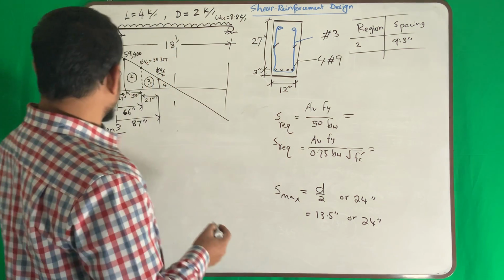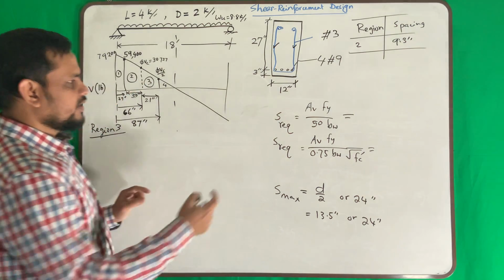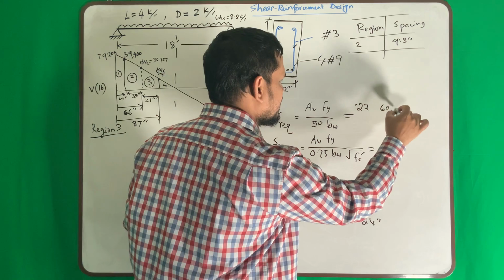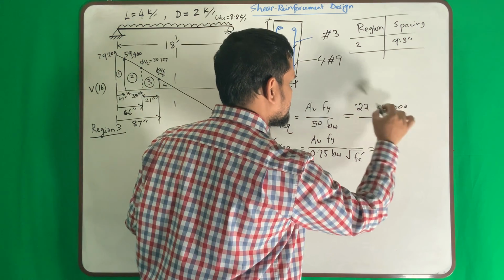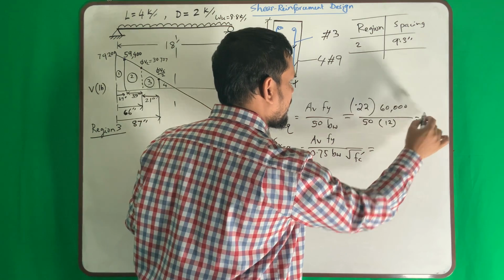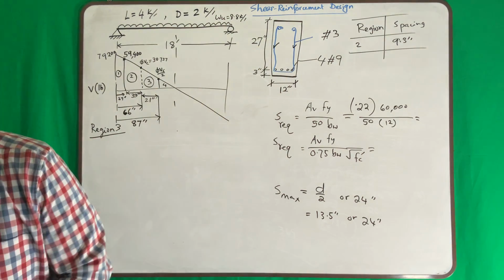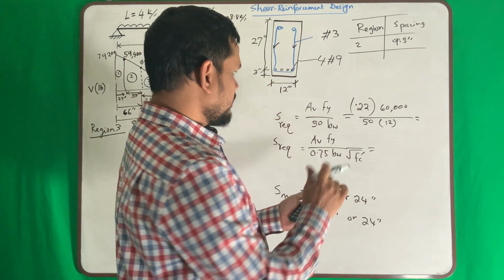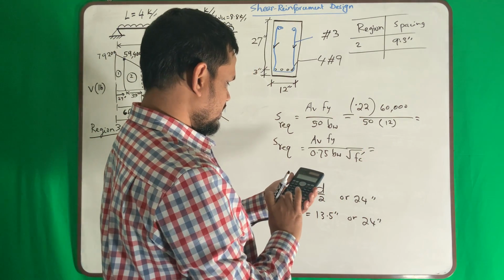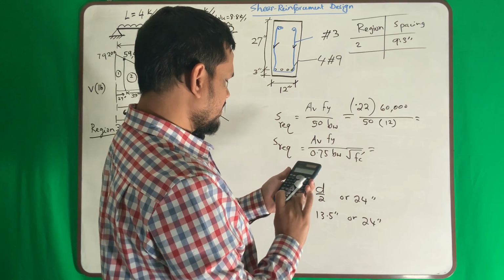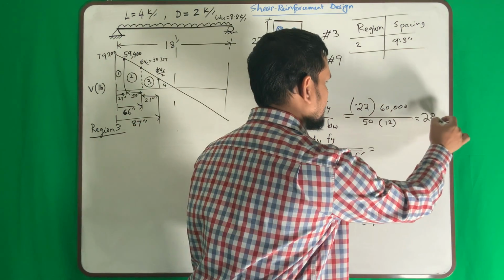Okay, now this equation is for reason number 3. So what is this one? Again, 0.22, 60,000, 50, 12. So 0.22 times 60,000 divided by 50 divided by 12. I got here 22 inch.